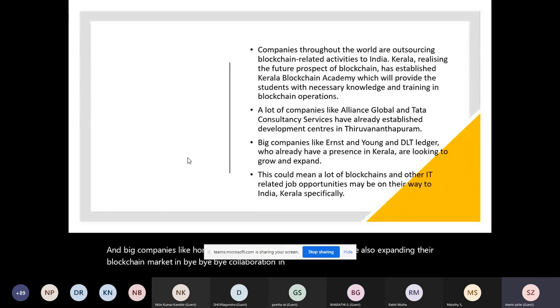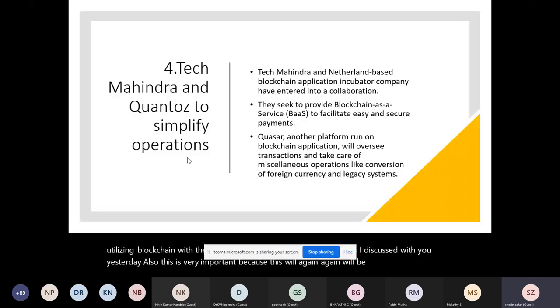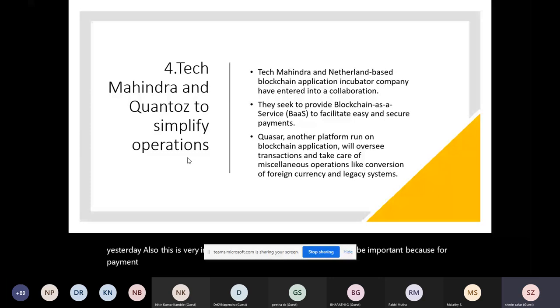Obviously, when talking about tech organizations like Mahindra and Contours, they are also utilizing blockchain with BaaS, that is blockchain as a service. This I discussed with you yesterday also. This is very important, because for payment, the amount of service you use, the amount of blockchain you use, you will be paying for that. But it is important that a lot of legacy and regulations are being specified for this particular utilization.